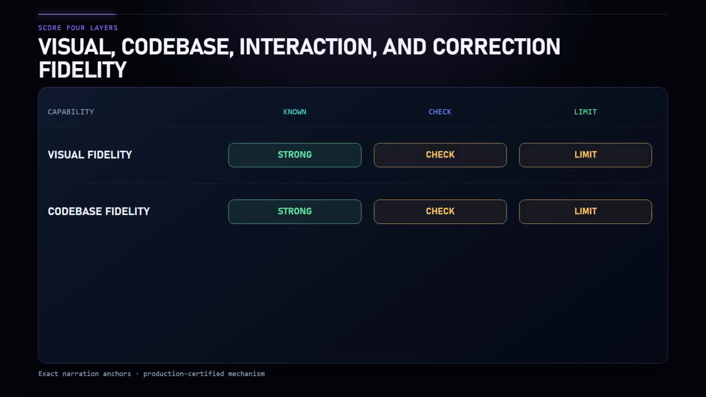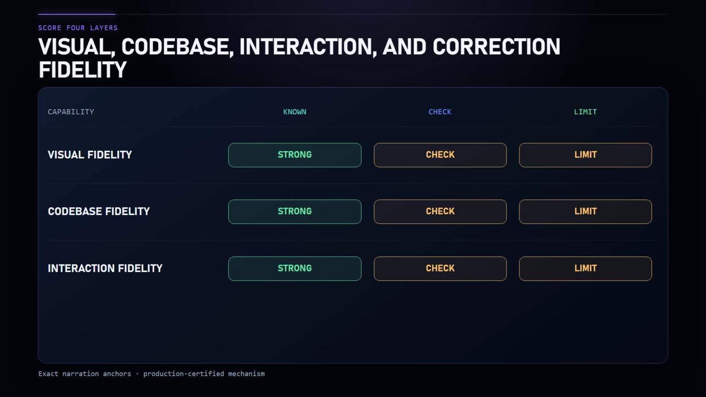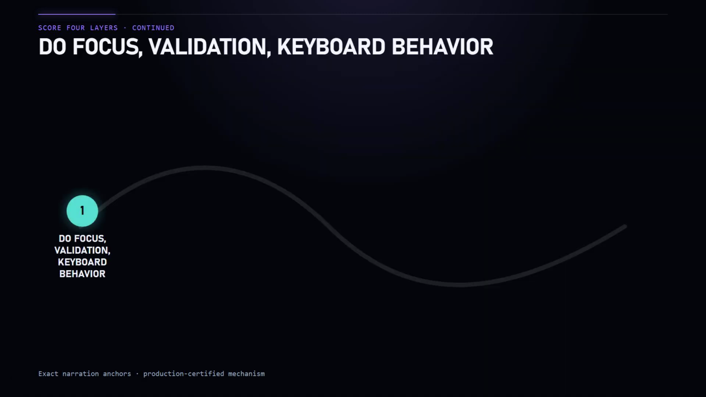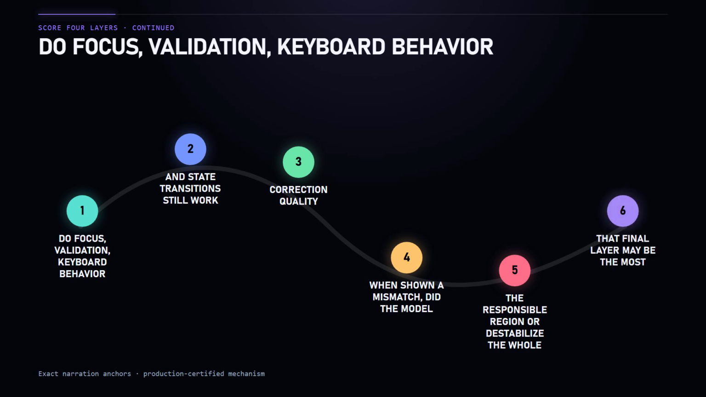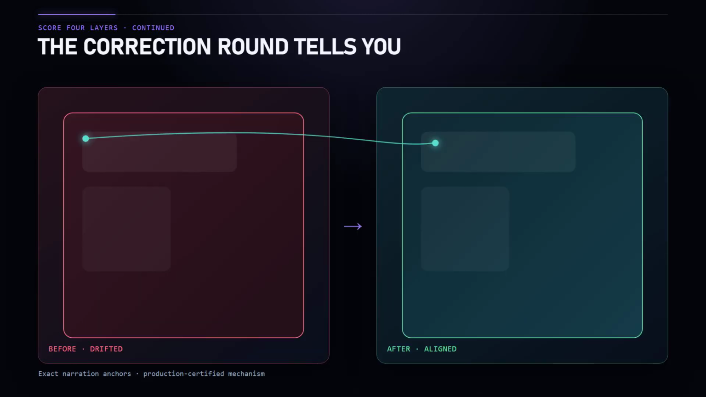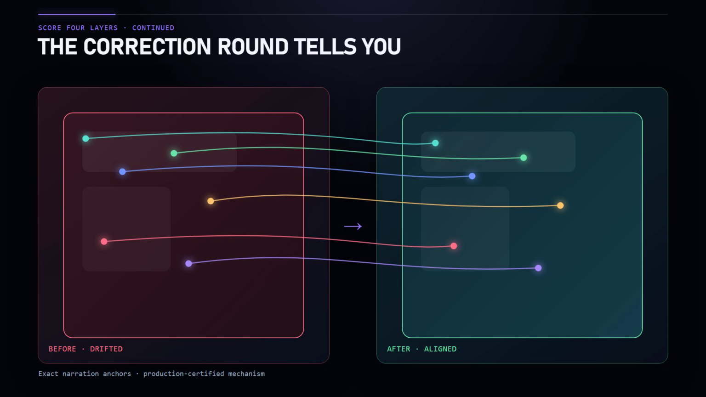Visual fidelity. Does it actually match the intended hierarchy, spacing, typography, and responsive behavior? Codebase fidelity. Did it reuse the project's patterns or create a parallel design system? Interaction fidelity. Do focus, validation, keyboard behavior, and state transitions still work? Correction quality. When shown a mismatch, did the model repair the responsible region or destabilize the whole page? That final layer may be the most important. The first generation tells you what the model can imagine. The correction round tells you whether you can collaborate with it.